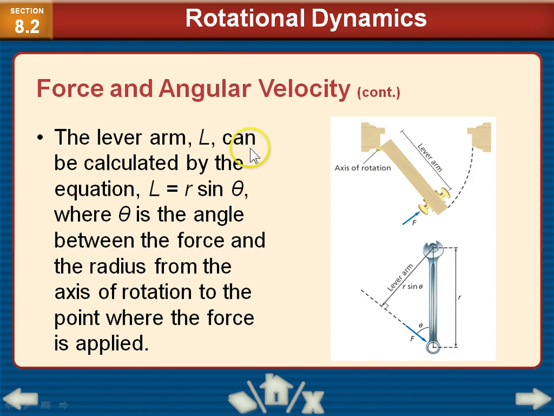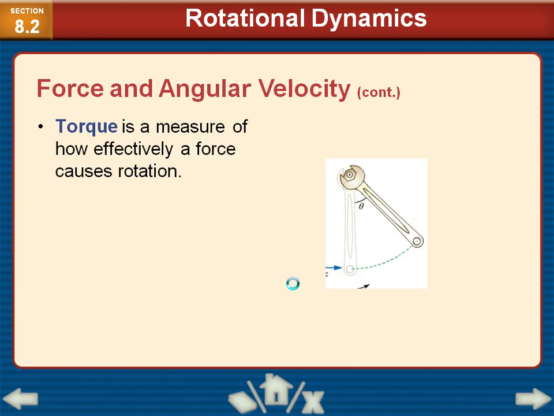So, once again, lever arm, which we're going to call L, can be calculated. L is going to be radius times sine theta, where theta is the angle between the force and the angle of rotation. So torque. What is torque? Torque is a measure of how effective a force is at causing rotation. So for instance, this is a wrench, and it's tightening up a nut on a bolt, and so the torque is how much force you're applying to that nut.